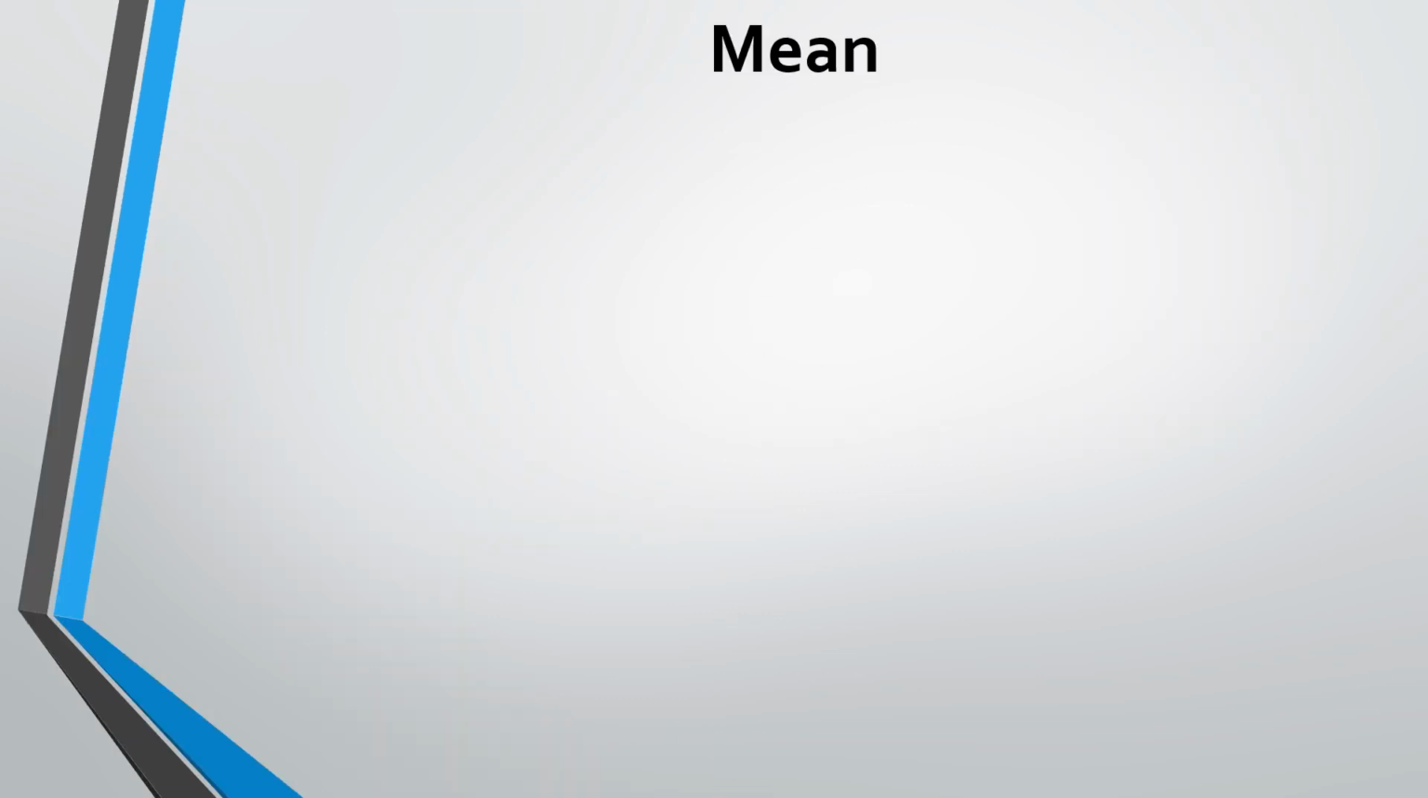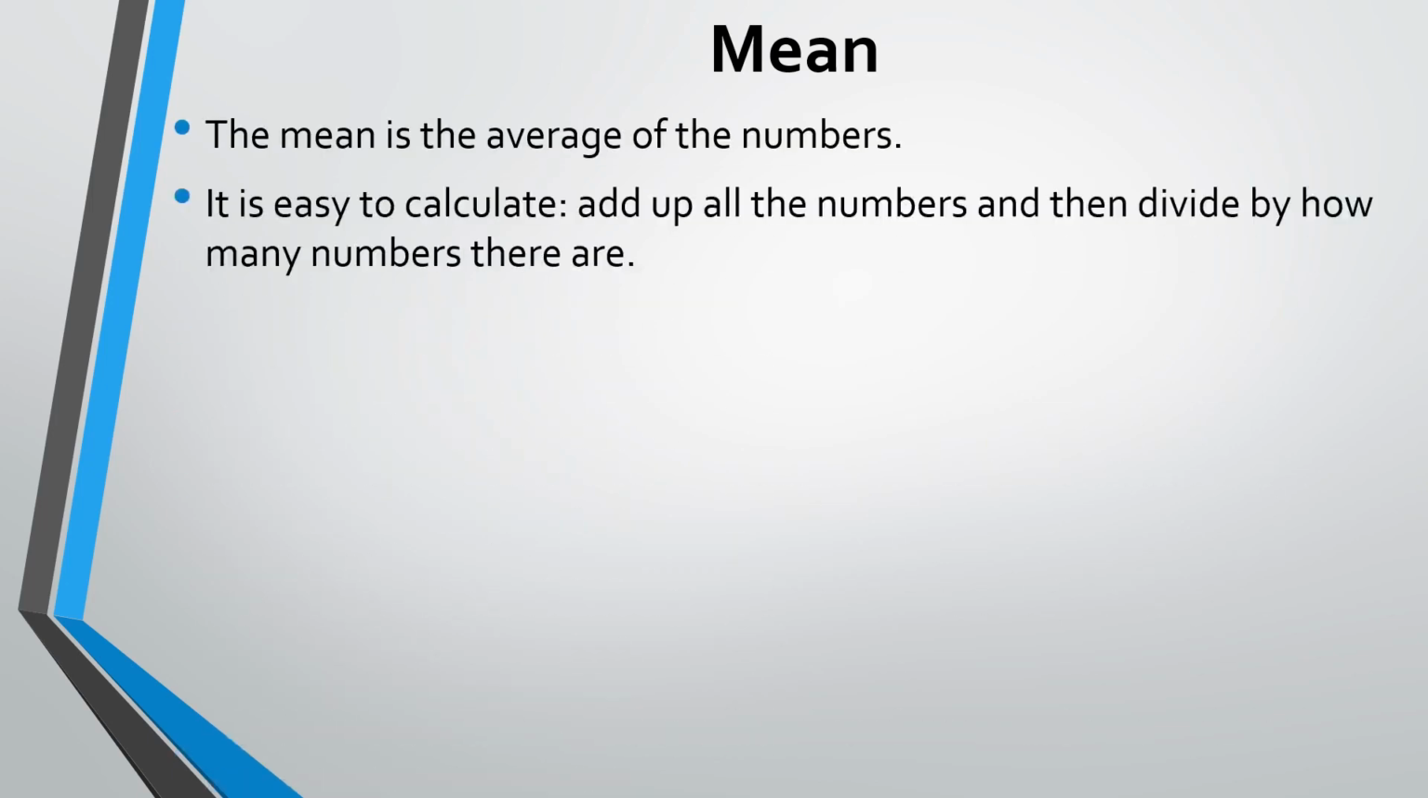First, what is meant by mean? Mean is the average of the numbers. How to calculate the mean? To calculate the mean, whatever numbers have been given, you need to find the sum of those numbers. That is, add up all the numbers and then divide by how many numbers there are.